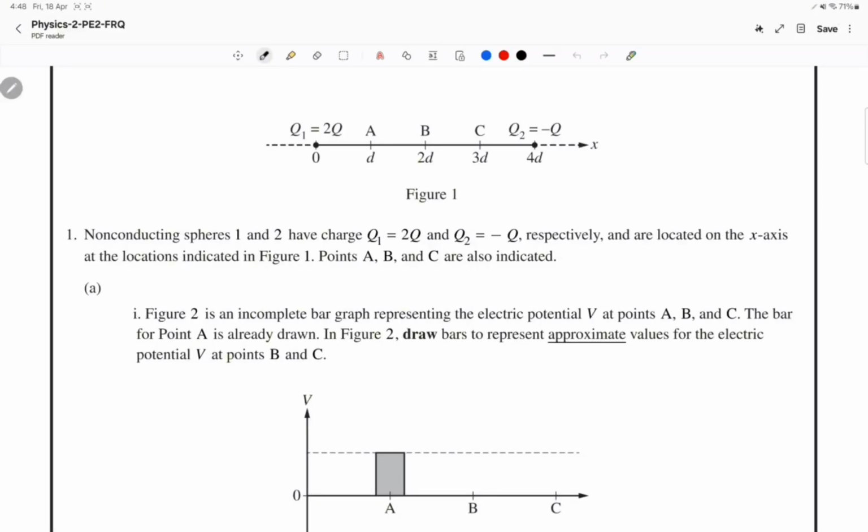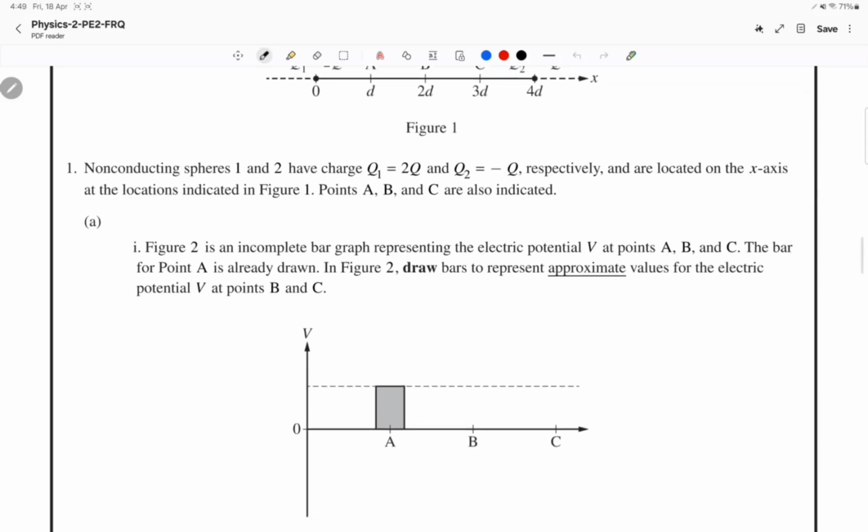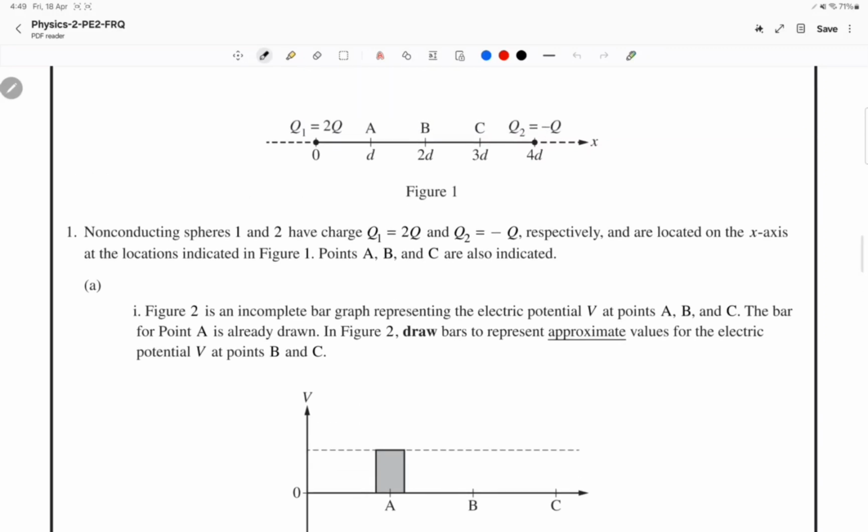We have Q1 and Q2. Q1 is double Q2, Q1 is positive, Q2 is negative. We draw bars to represent the approximate value of the electric potential. Now, do you know the equation for electric potential? Yeah, KQ over R. So we're going to be taking point A as a standard. Okay, so let's see what that means.